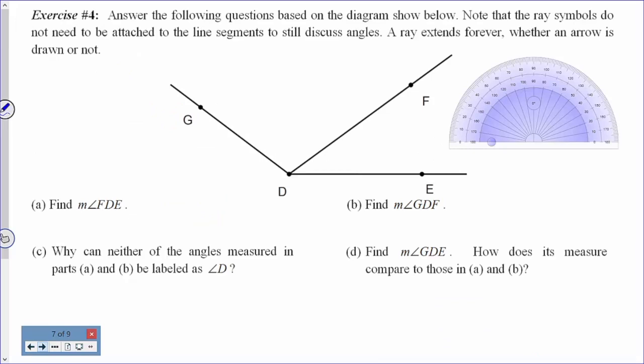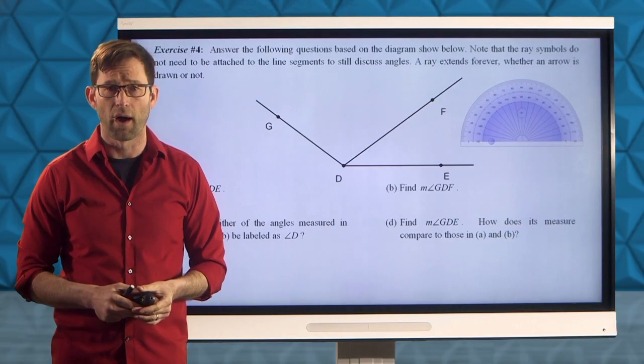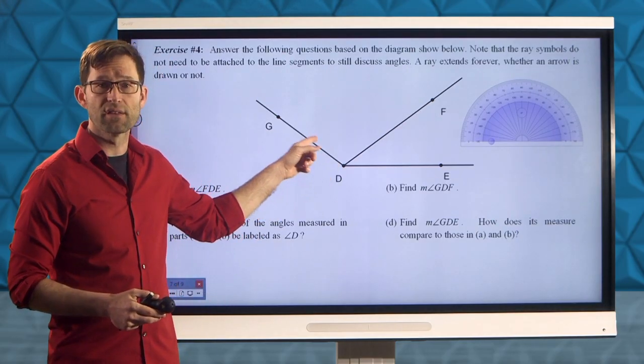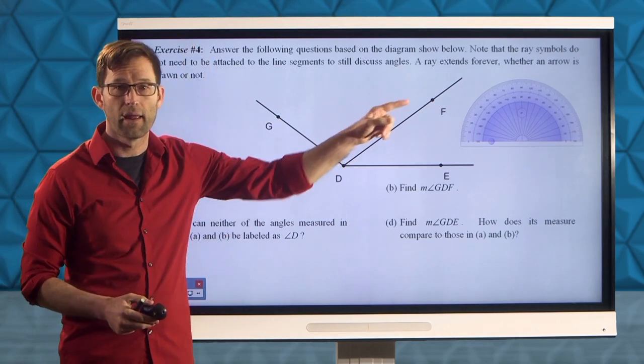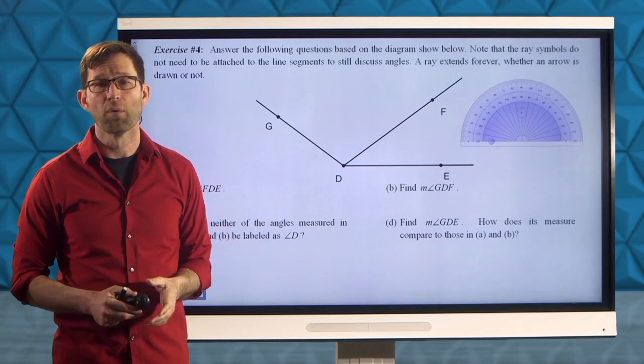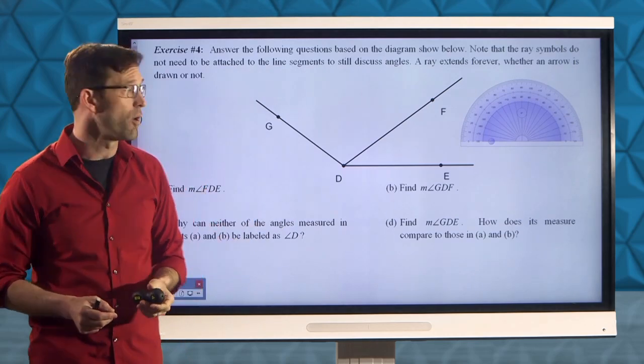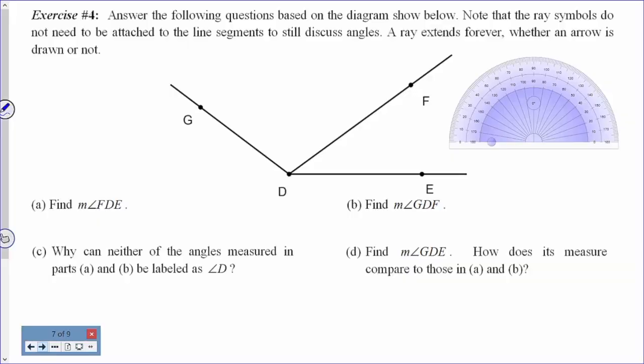Exercise number 4. Answer the following questions based on the diagram shown below. Note that the ray symbols do not need to be attached to the line segments to still discuss angles. A ray extends forever, whether an arrow is drawn or not. Let me explain what I mean by that. I don't have little arrows at the end of ray DG or DF or DE, because the plain fact is, the ray is there whether it's drawn or not. There is a set of points that extends from D through G forever, and likewise on these other two. I'm not going to always have those arrow marks there. Sometimes I will.